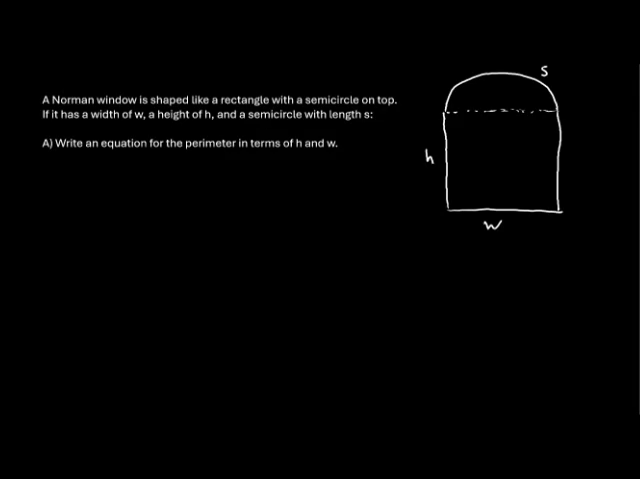In this question, we are given a shape called a Norman window. A Norman window will always be a rectangle with a semicircle on top of it. This Norman window has a width labeled W, a height labeled H, and a semicircle on top, and its length will be labeled S. Our first task is to write an equation for the perimeter in terms of H and W. This means we will need to eliminate S somehow.